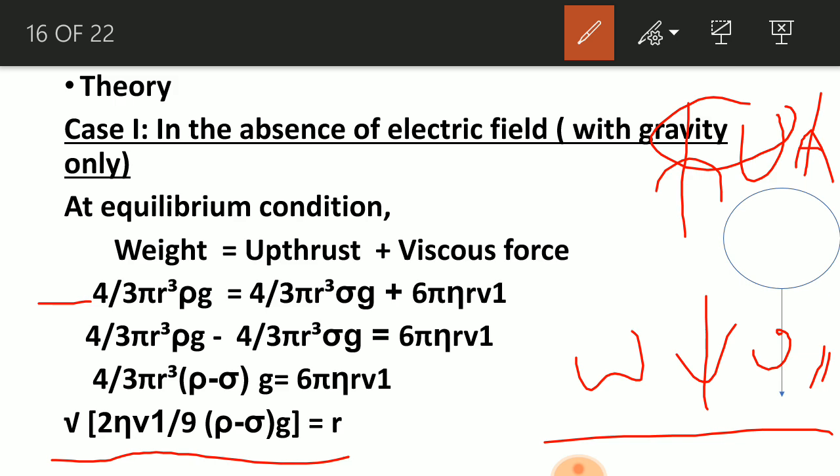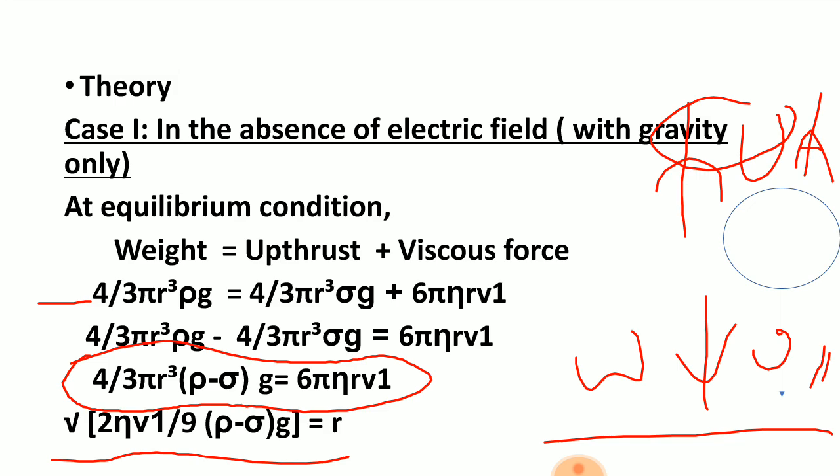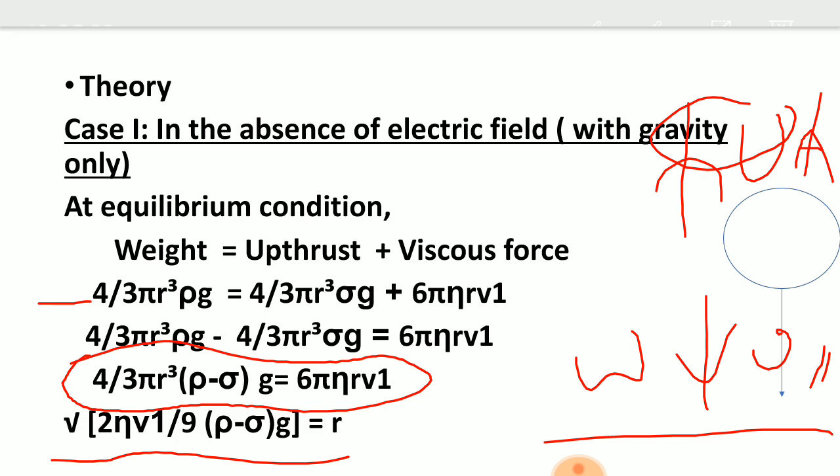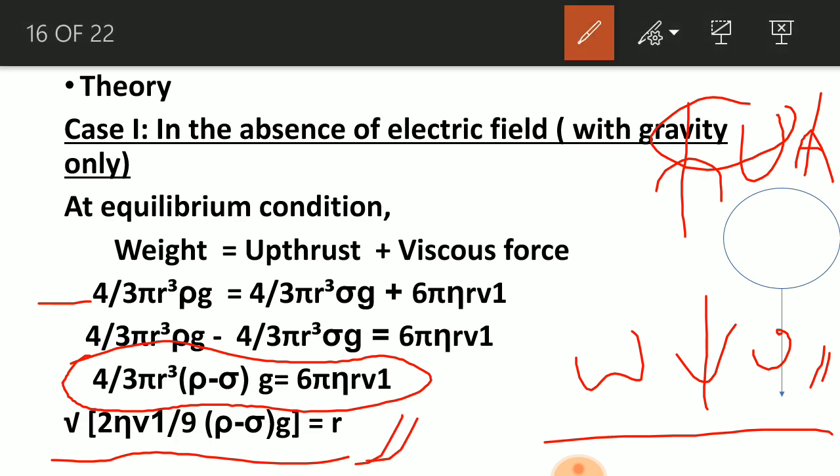This expression is important for us because we will use this experiment in another slide in the presence of electric field. Now, in the absence of electric field, from this derivation we got two important results: the expression for the radius, and another expression, 4/3 πr³(ρ − σ)g = 6πηrv1.